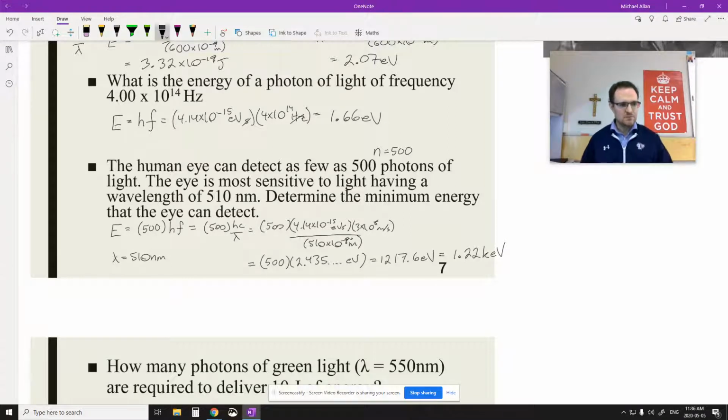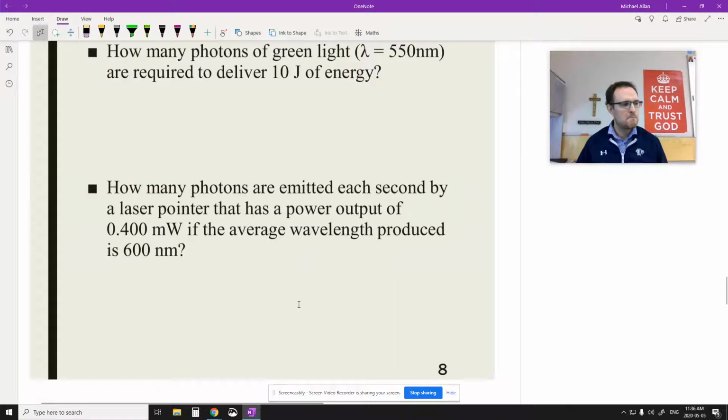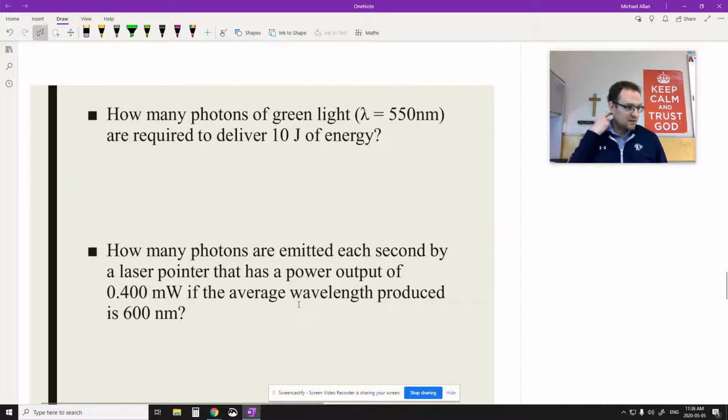Now if you want, you could just put that in joules too if you needed to. But I'd like to communicate these with electron volts. How many photons of light would there be to deliver 10 joules of energy? 10 joules is a big number in terms of photons, right? So if you think about this, what they're looking for is how many photons I would need to get 10 joules.